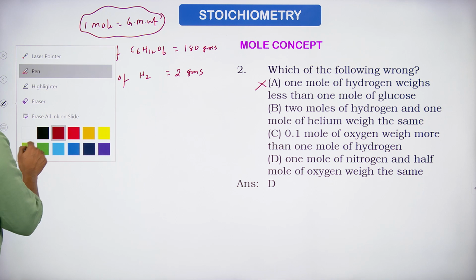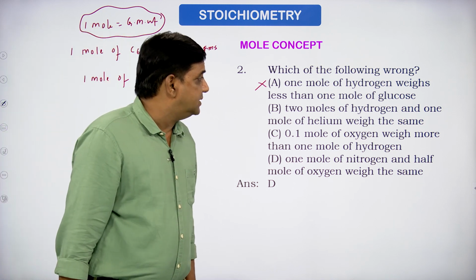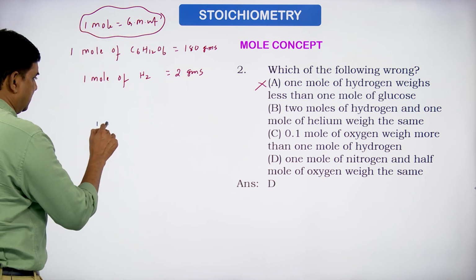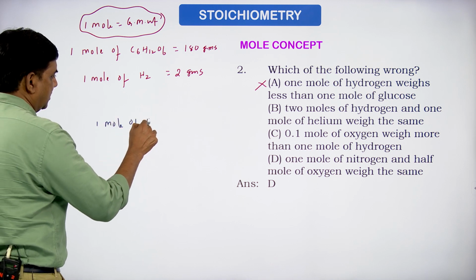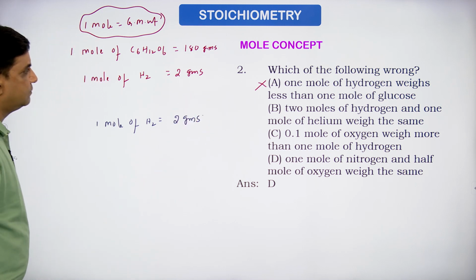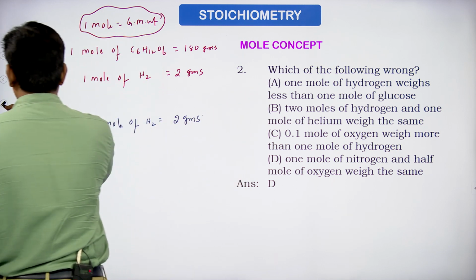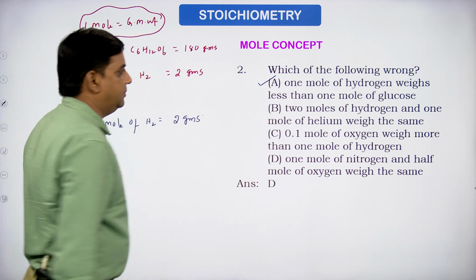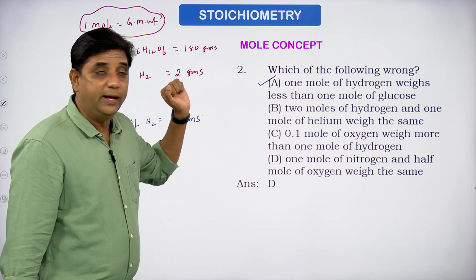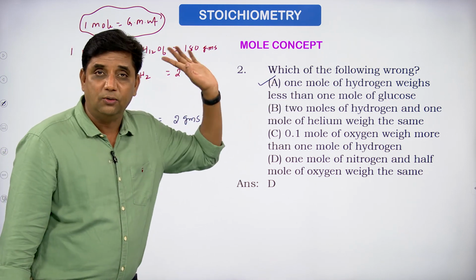Now let us see option B. 2 moles of hydrogen and 1 mole of helium weigh the same. 1 mole of hydrogen, H2, is 2 grams. It is not a wrong statement; it is a right statement. 1 mole of hydrogen is 2 grams and 1 mole of glucose is 180 grams. Therefore, the mass of 1 mole of hydrogen is less than 180 grams, which is correct.